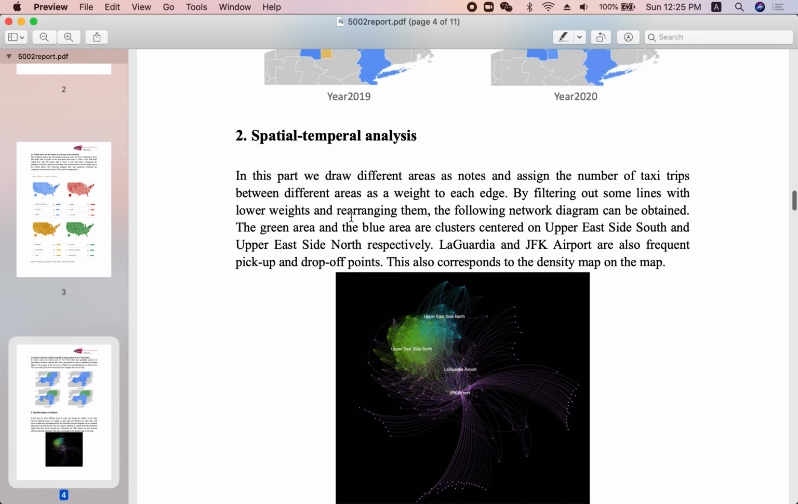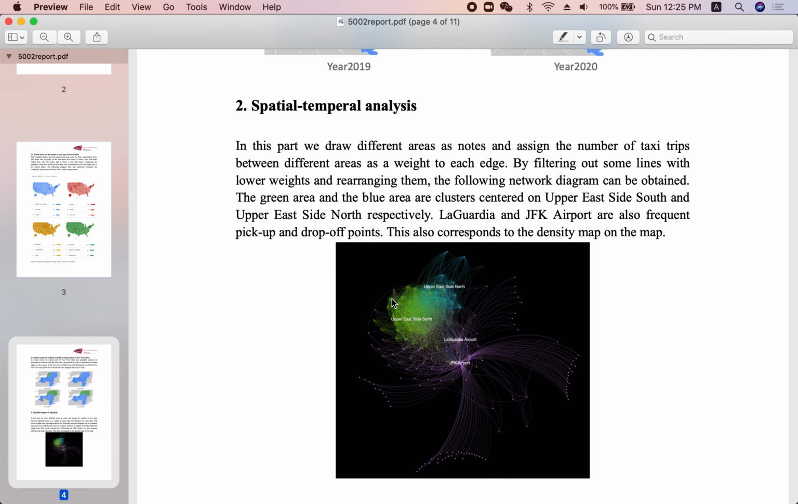Second is the spatial temporal analysis, mainly based on the pickup and drop-off spots in the New York State. By doing the New York network analysis on pickup and drop-off spots, we found the graphic degree centers are mainly around the city center, like Upper East Side South and Upper East Side North and the airport. The node graph is very dense along the city center nodes, but a bit sparse on the suburban nodes.